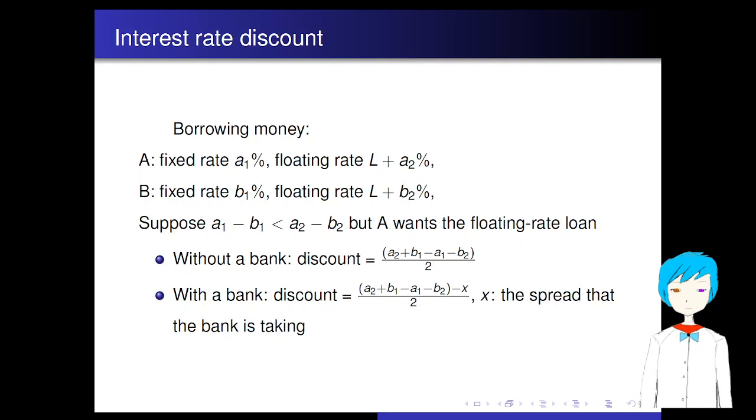If there is a bank, then we should take into account the spread that the bank is taking, and the discount will be (A2 plus B1 minus A1 minus B2 minus X, the spread) over 2.